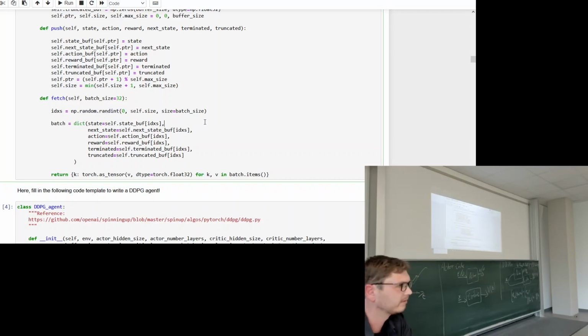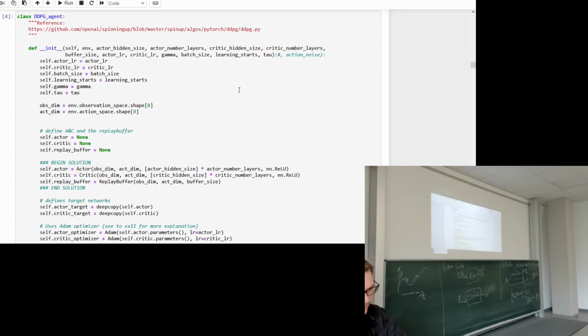Questions concerning the replay buffer? There was some other exercise where you were building a model for the system. You could also, yeah, this is kind of helping in the same way, right? You are trying to increase the number of samples that you can use later on.